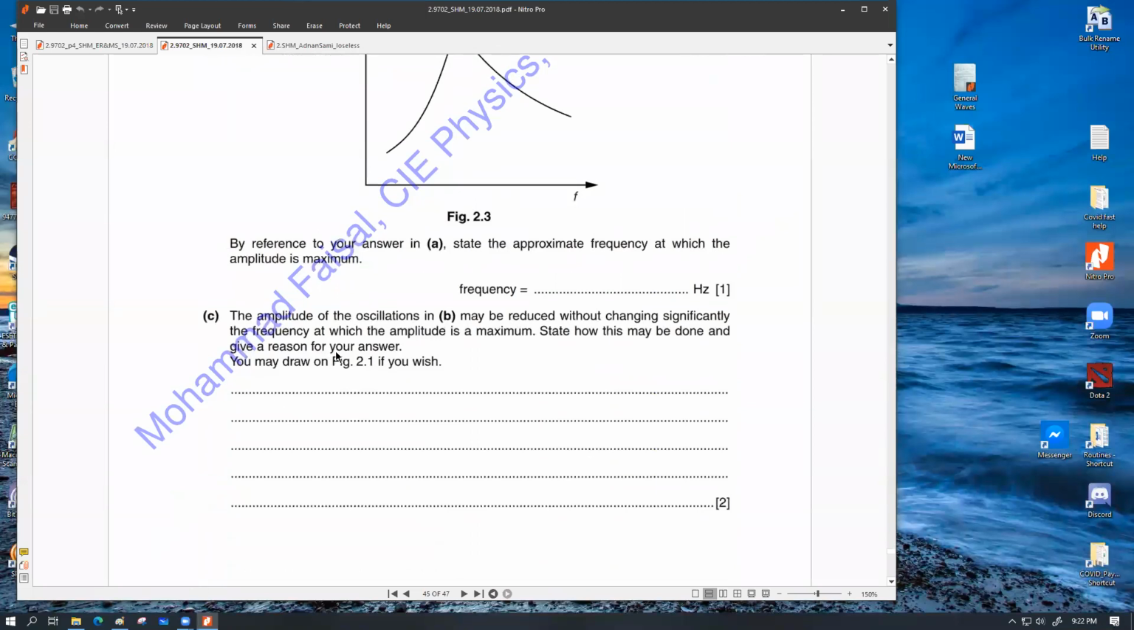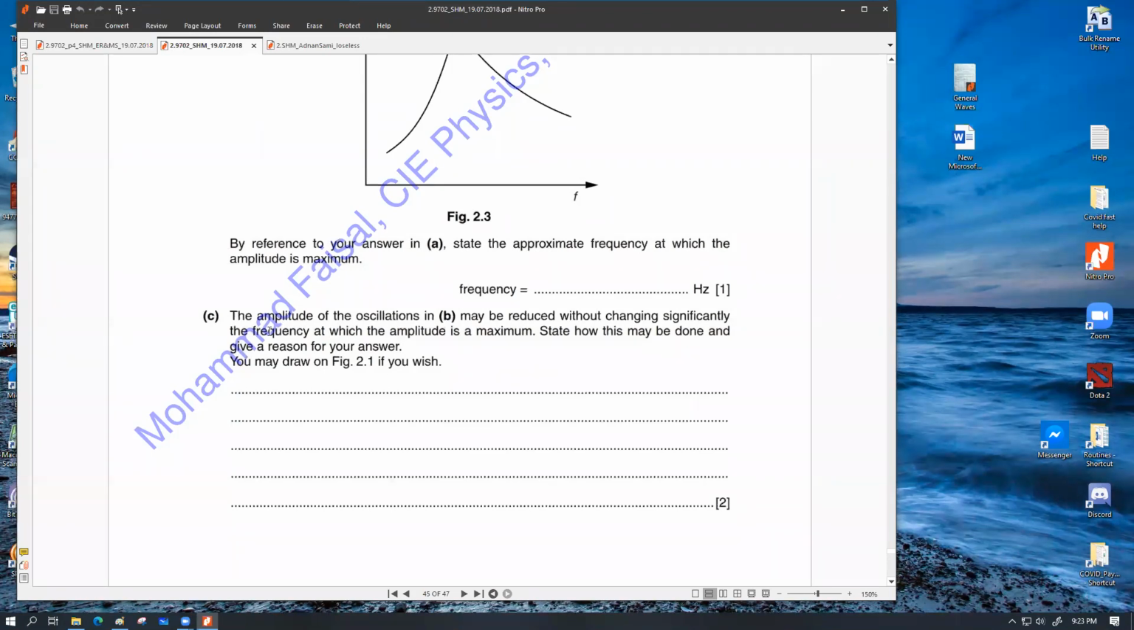Question C says the amplitude of the oscillation in B may be reduced without changing significantly the frequency at which the amplitude is maximum. So if we reduce the amplitude at a specific frequency, it is possible. State how this may be done and give a reason for your answer. You may draw on figure 2.1 if you wish, which means they are expecting a drawing.